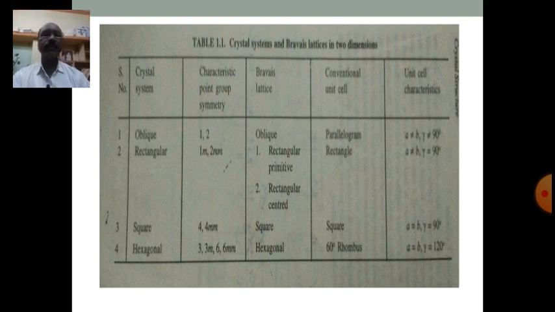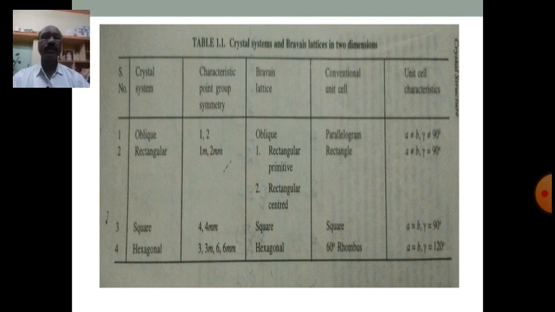Second crystal system, rectangular crystal system, characteristic point group symmetry elements are 1m and 2mm, isn't it? So, the Bravais lattices are rectangular primitive and rectangular centered. Unit cell is of the form rectangle. Unit cell parameters are a is not equal to b, but gamma is equal to 90 degrees.